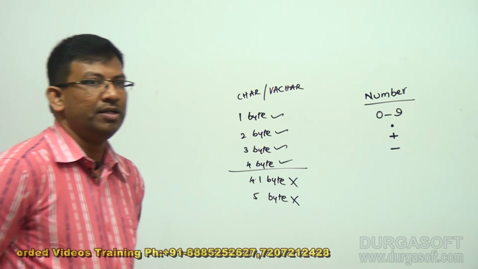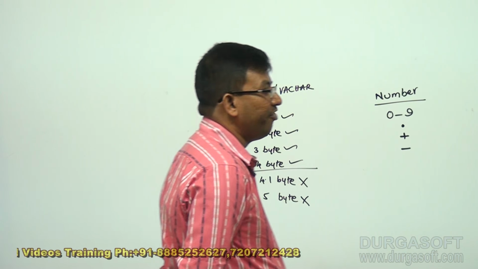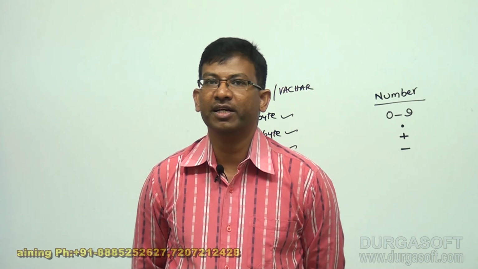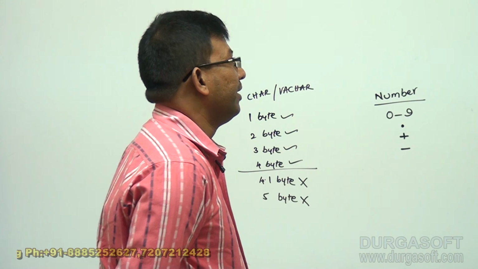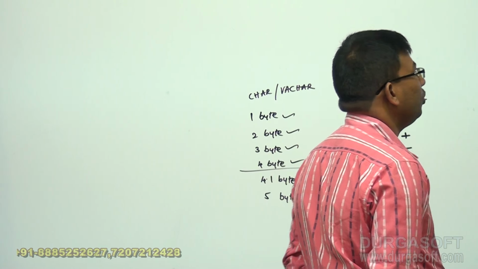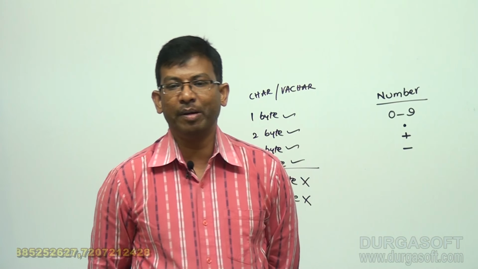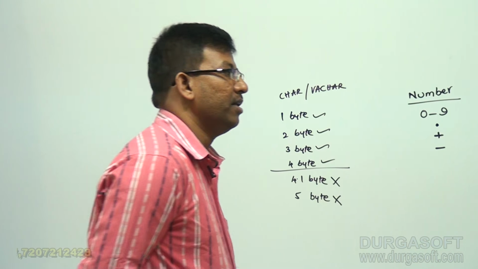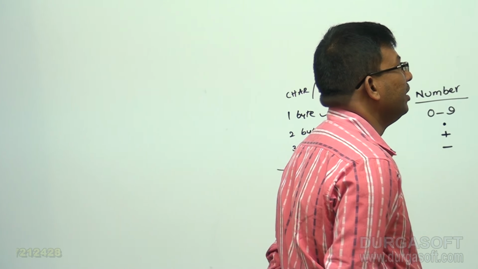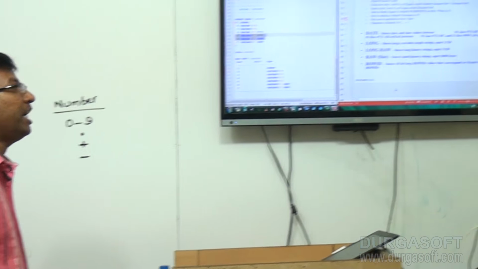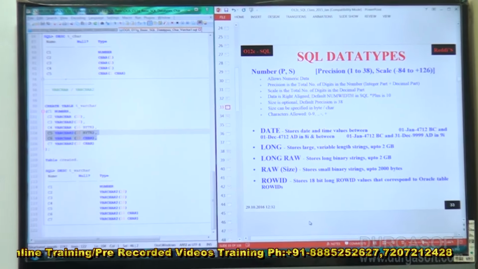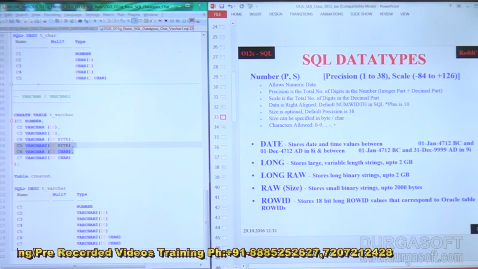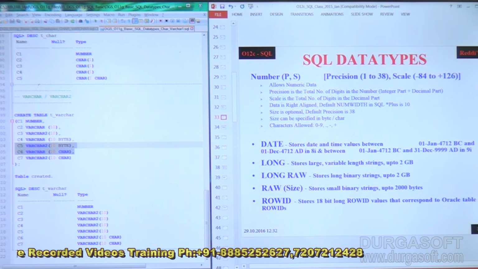Now the range of precision is 1 to 38. So minimum is 1 and maximum is 38. The range of the scale is minus 84 to plus 126. So minimum is minus 84 and maximum is plus 126. This is the range of scale. So when we specify the precision and scale for a number, it must be within this range. Precision is 1 to 38 and scale is minus 84 to plus 126.